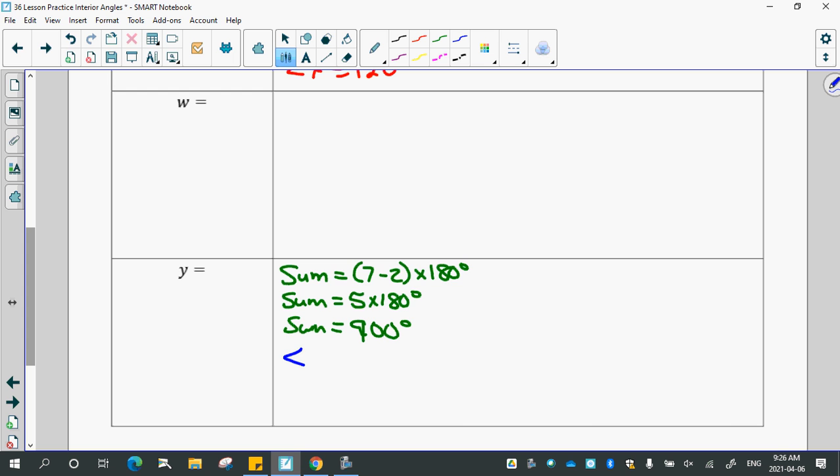And then angle y is going to be 900 degrees divided by 7 equal angles. And you don't get an exact, so you do a dot, an approximate sign above your equals, and round to, I guess, 1 decimal place, 128.6 degrees. And then make sure you put it on the other side too.